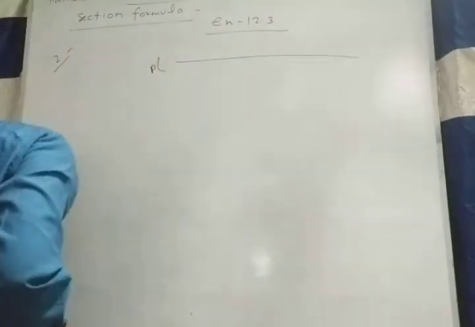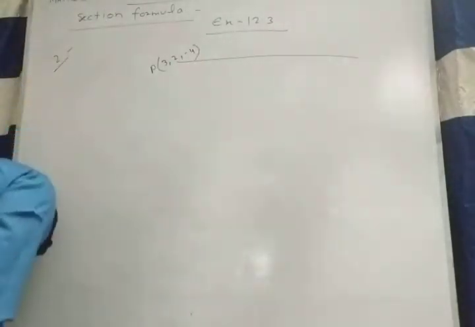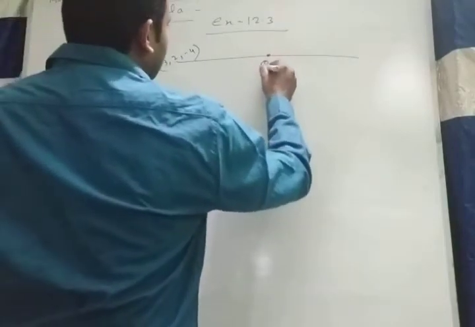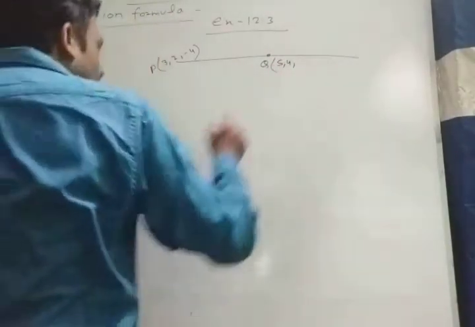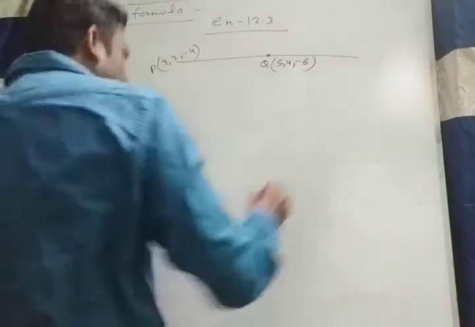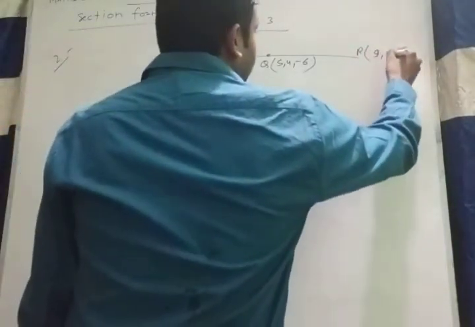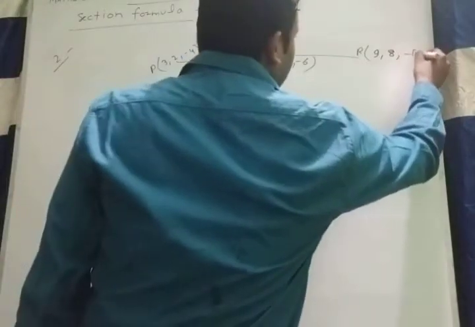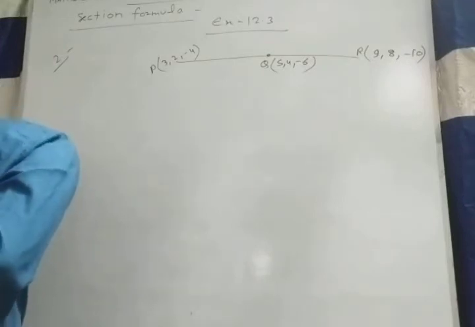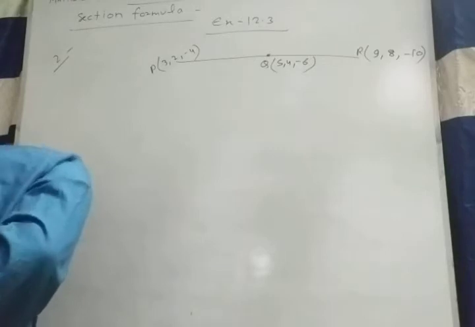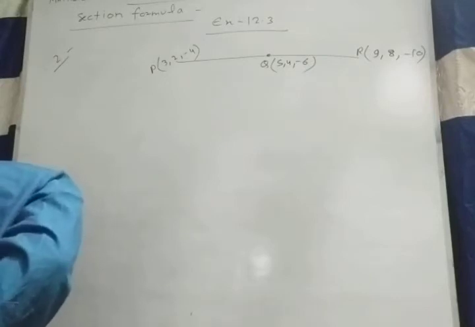The coordinates of point P are 3, 2, minus 4, and Q is 5, 4, minus 6, and R is 9, 8, minus 10. Given that points P (3, 2, minus 4), Q (5, 4, minus 6) and R (9, 8, minus 10) are collinear, find the ratio in which Q divides PR.